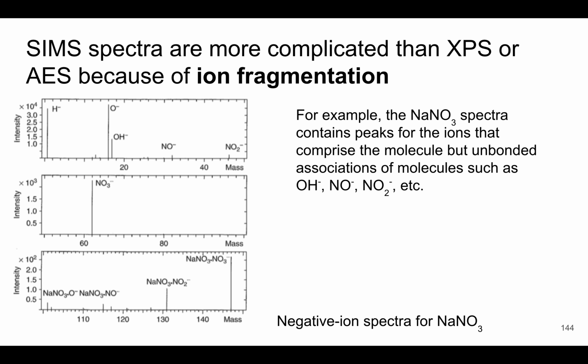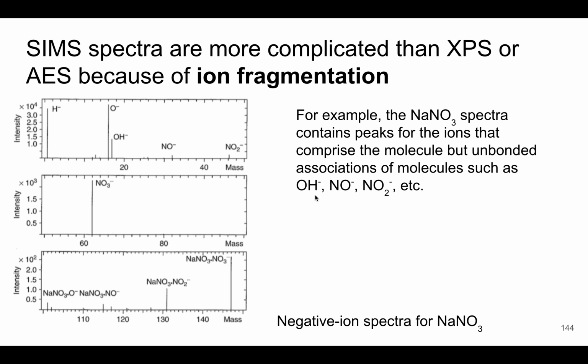So as you can see here, SIMS spectra are more complicated than XPS or AES because here we have to deal with what we call ion fragmentation. So fragments of a material. So let's take the example of sodium nitrate, NaNO3. When we bombard this material and produce ions, we can produce different fragments of this molecule.